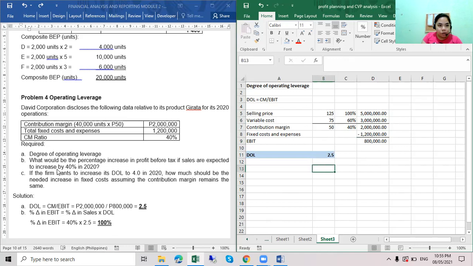So, the question niya, what would be the percentage increase in profit before tax if sales are expected to increase by 40%? So, percentage change in EBIT or your profit is equal to percentage change in sales times the DOL. That's why nakita tadi nga si DOL gin-multiply, no? So, anong matabo kay profit if ma-increase ta by 40% kay selling price? So, diretso ta lang class, 40% times 2.5. So, ma-increase siya by 100%.